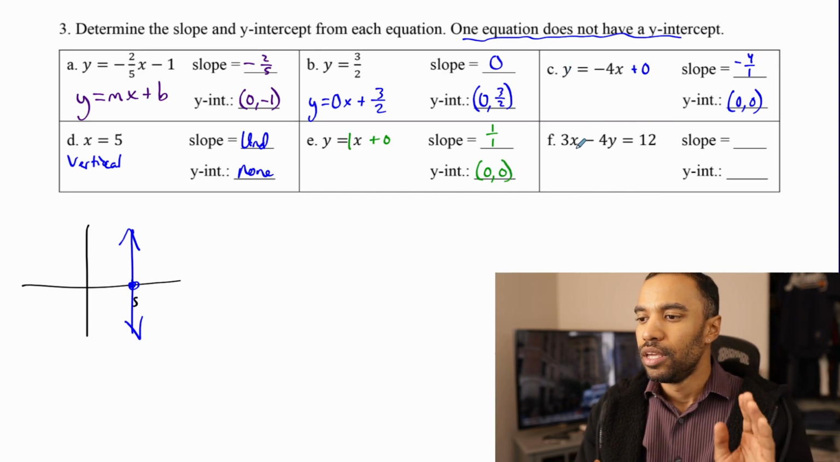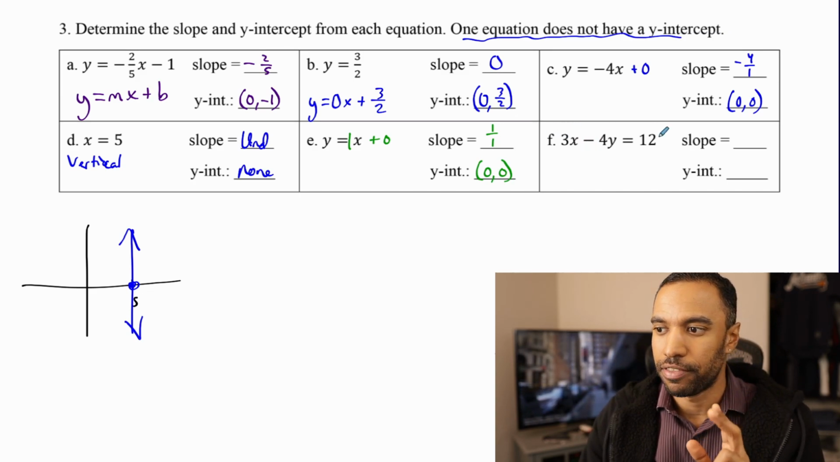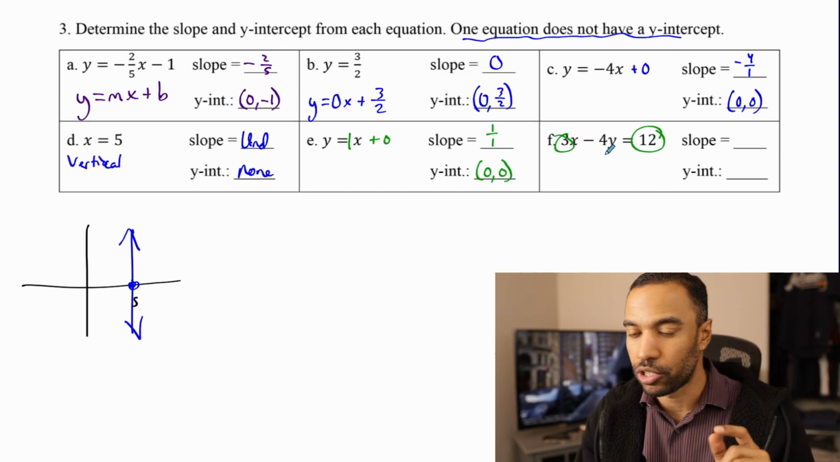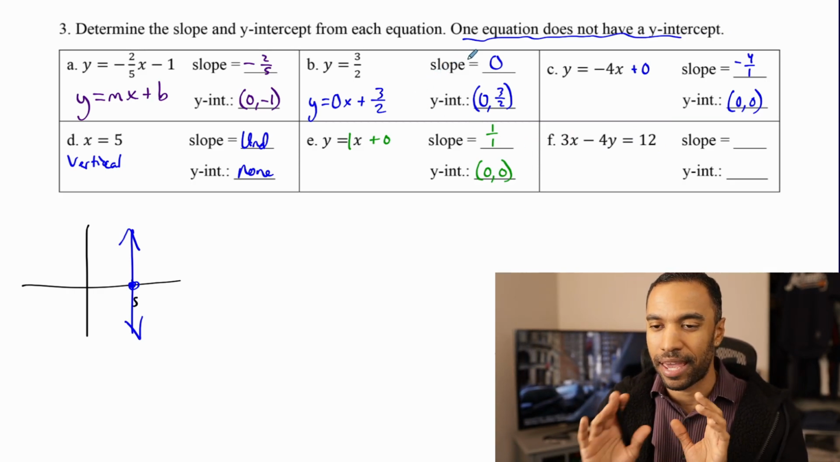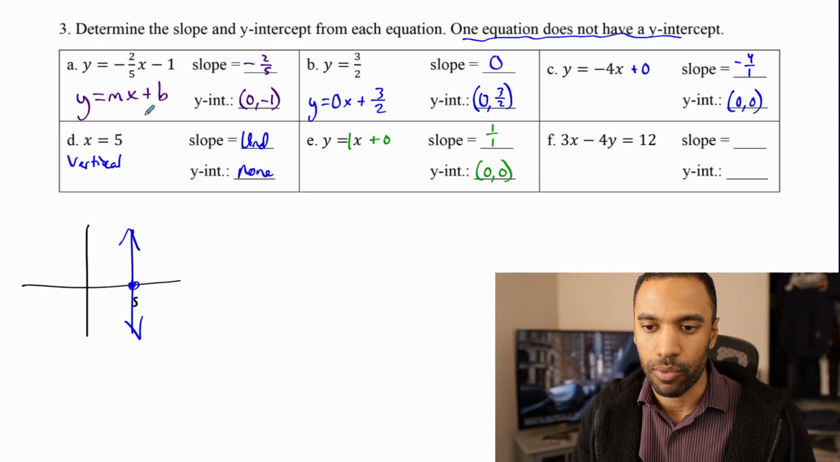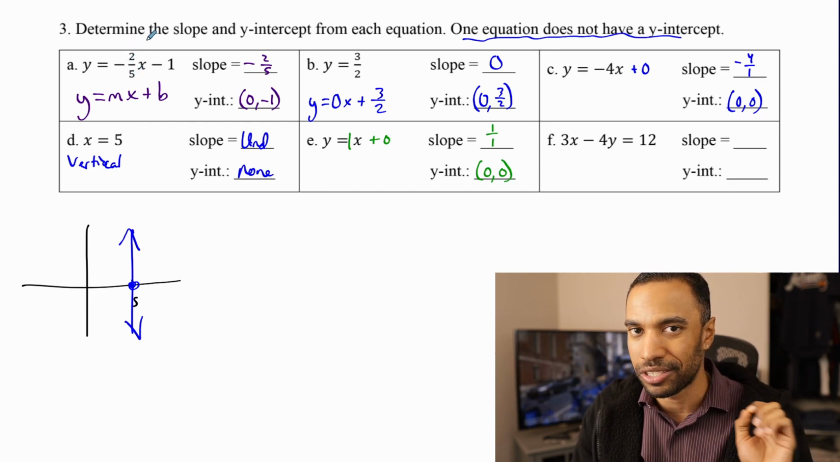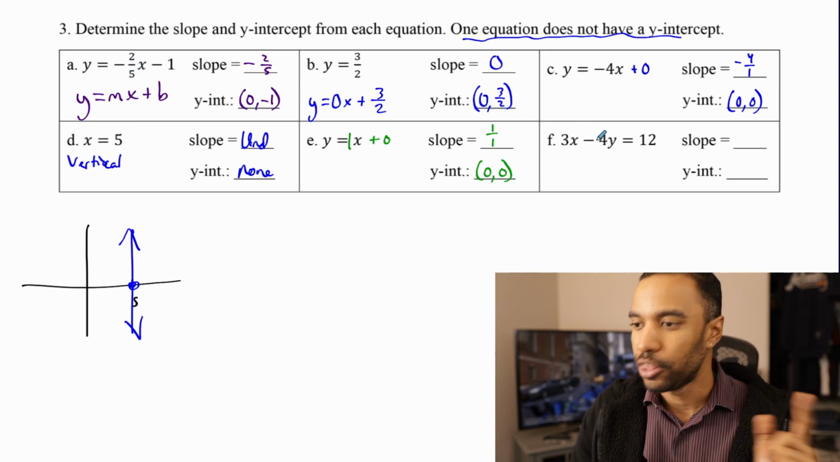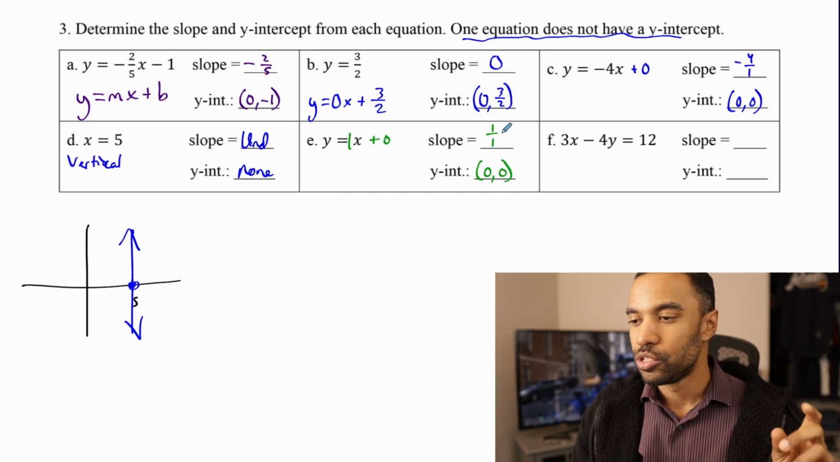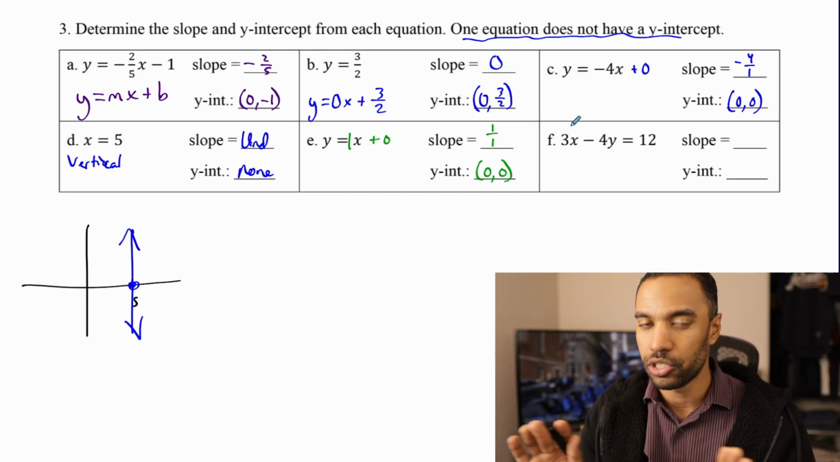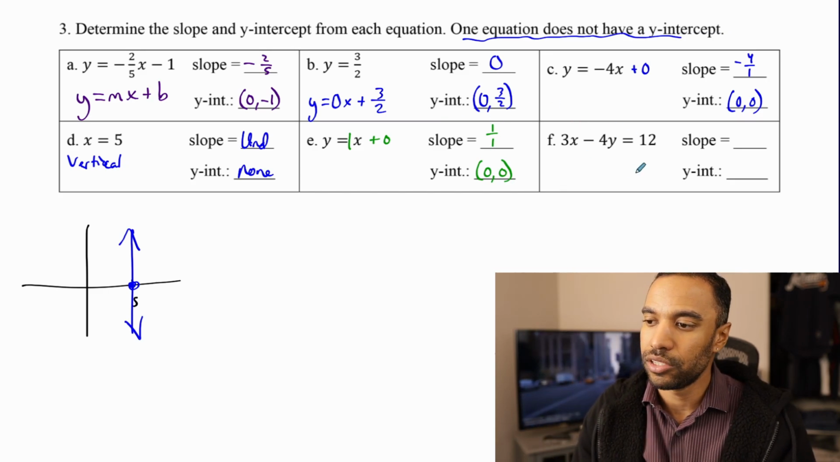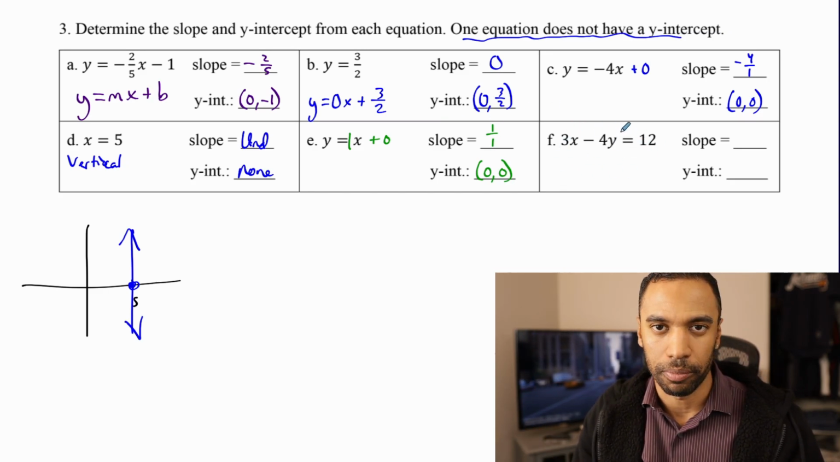In letter F, don't get hung up on the fact of thinking, oh, this is my y-intercept and this is my slope. No, that's true when you're in slope-intercept form, when you have y by itself. The very nature of y equals mx plus b is such because it is y equals, not 3x minus 4y equals. So if you want to figure out this slope, you have a couple options. Graphing them is one, and I'm not going to turn you away from it. But as far as this, what if we rewrite this into slope-intercept form?